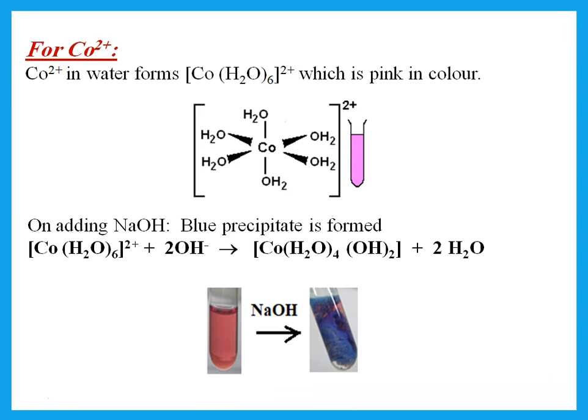This is cobalt complexed to 4 water and 2 OH. The cobalt is +2, each of the OH is -1, so that means that my overall complex does not have a charge. So we have pink, cobalt solution in water is pink. You add a base, it forms a blue precipitate.